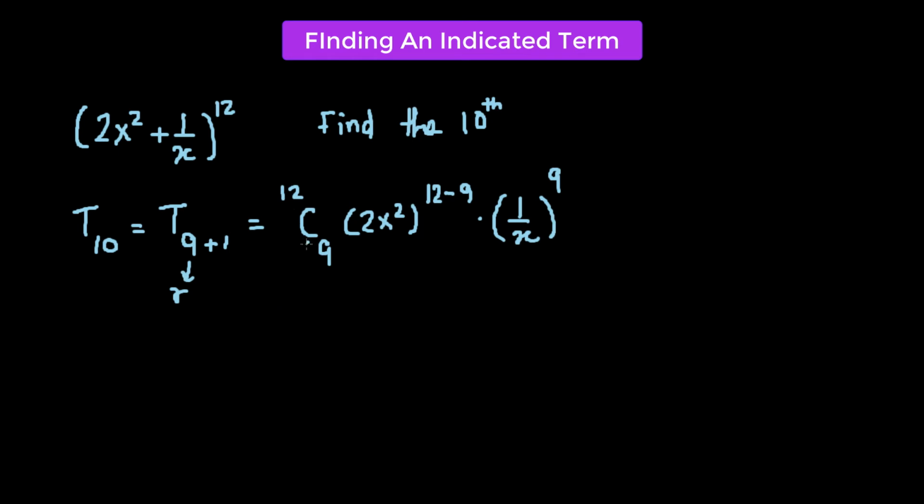Now all we have to do is find the value of 12C9. You can use a calculator, but let me quickly find it out. 12C9 is 12 factorial divided by 9 factorial times 3 factorial. So this will be 12 times 11 times 10 times 9 factorial, and the 9 factorial gets cancelled out.